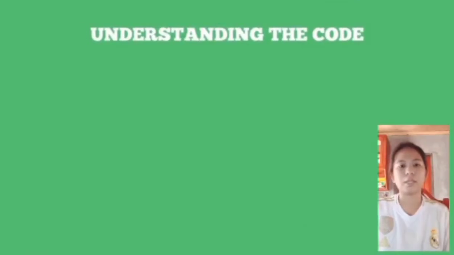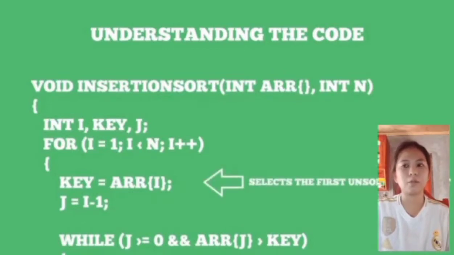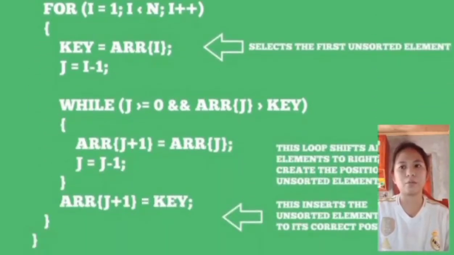So, this is the sample code of insertion sort. Select the first unsorted element. This loop shifts all the elements to the right to create the position for the unsorted element. This inserts the unsorted element into its correct position.